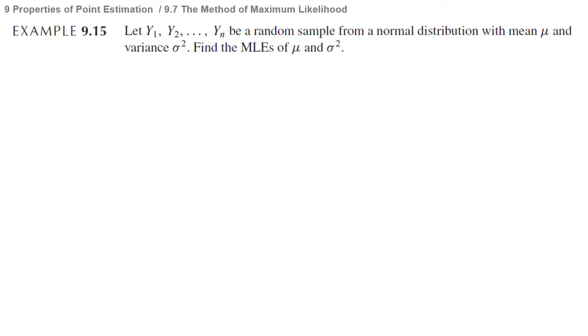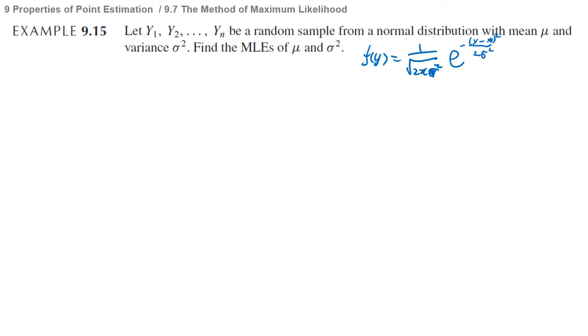Okay, let's move on to example 9.15. Let y1 to yn be a random sample from a normal distribution with mean mu and variance sigma square. Find the MLE, maximum likelihood estimator, of mu and sigma square. And the density function for the normal is f of y is 1 over square root of 2 pi sigma square, and e to the minus (y minus mu) square over 2 sigma square.